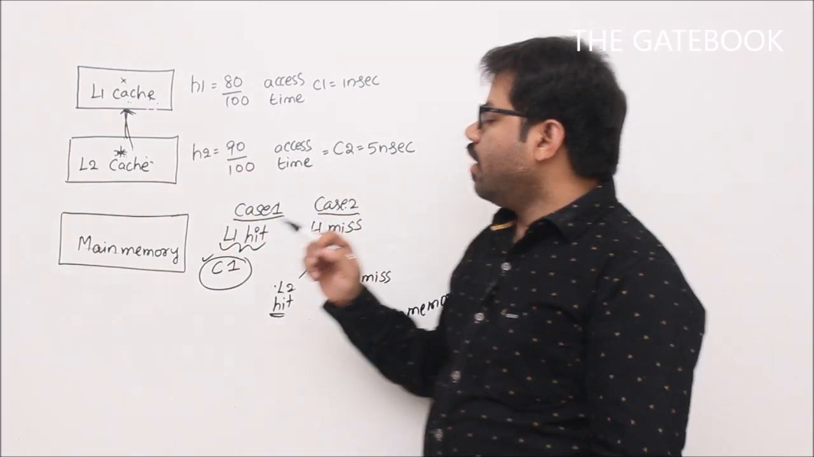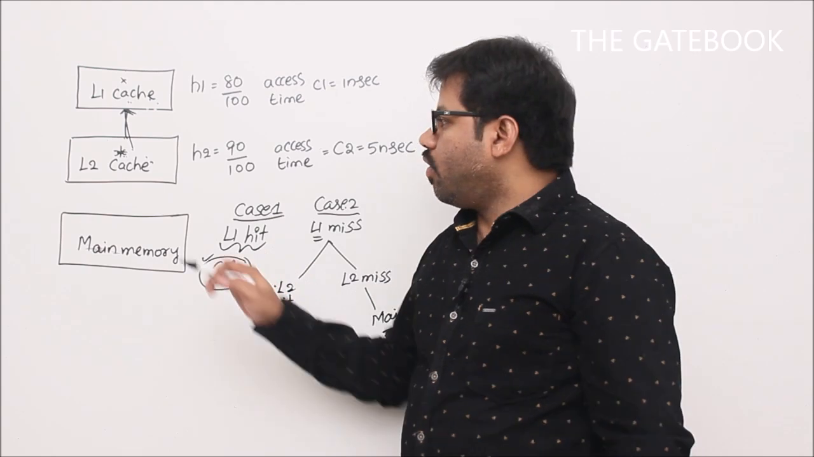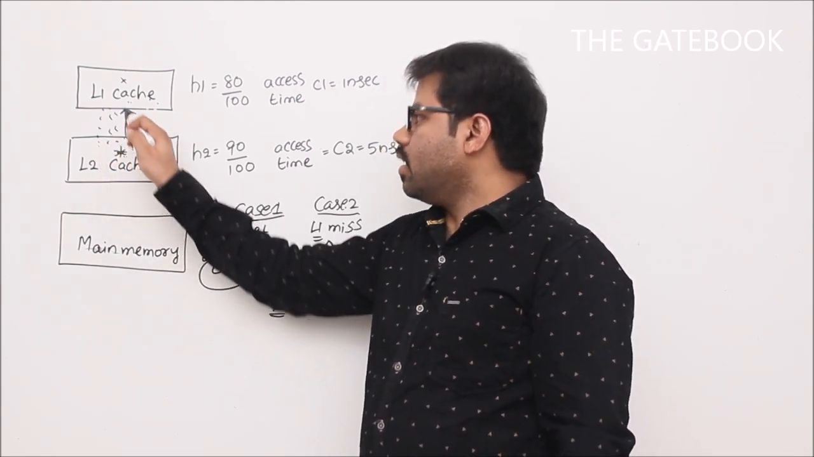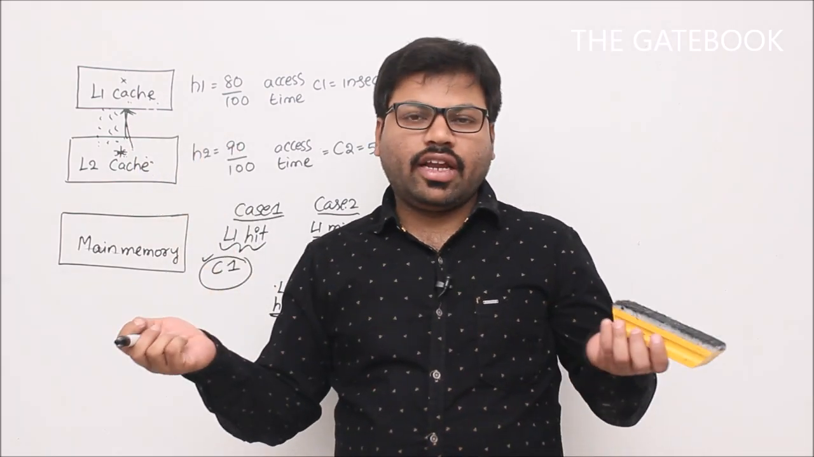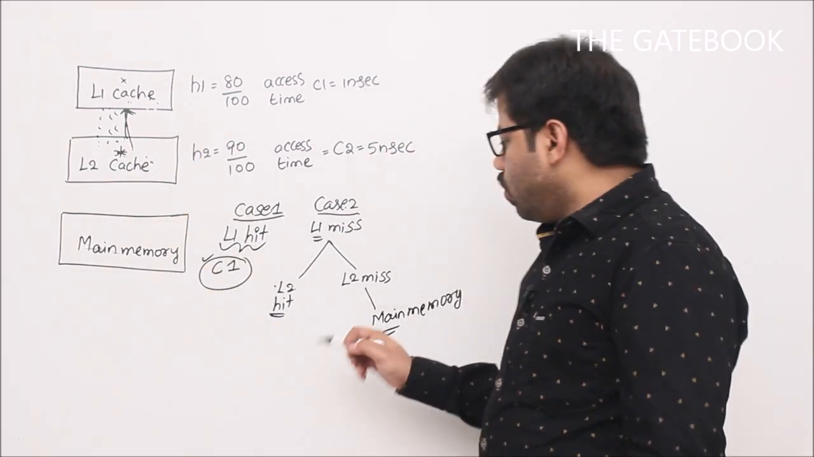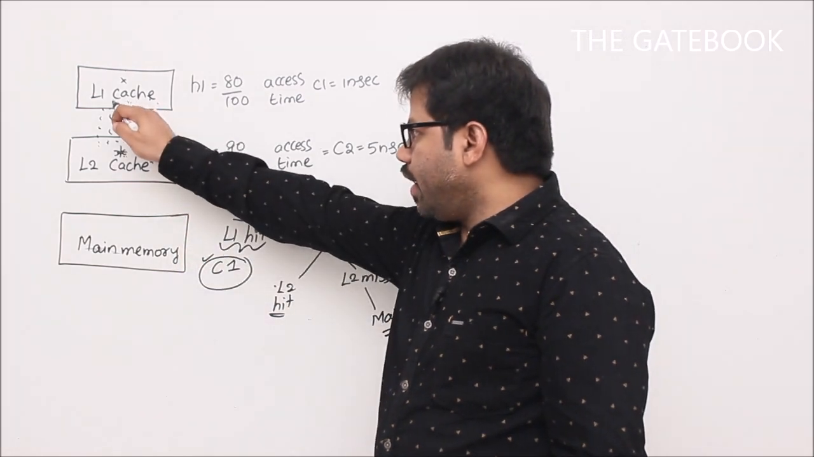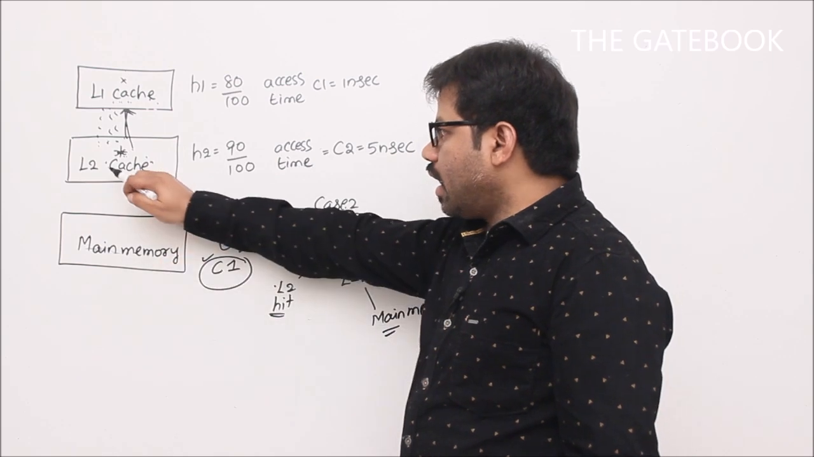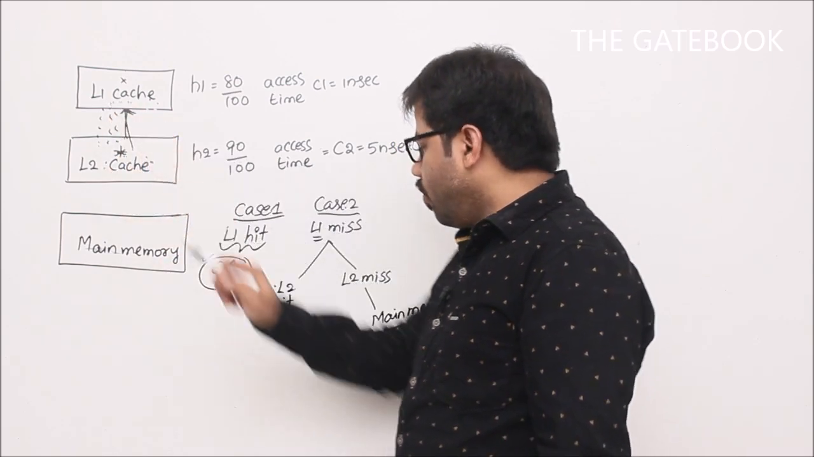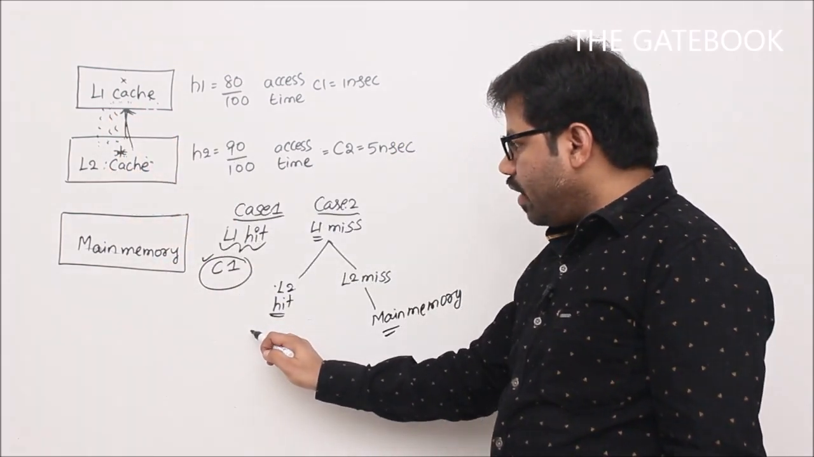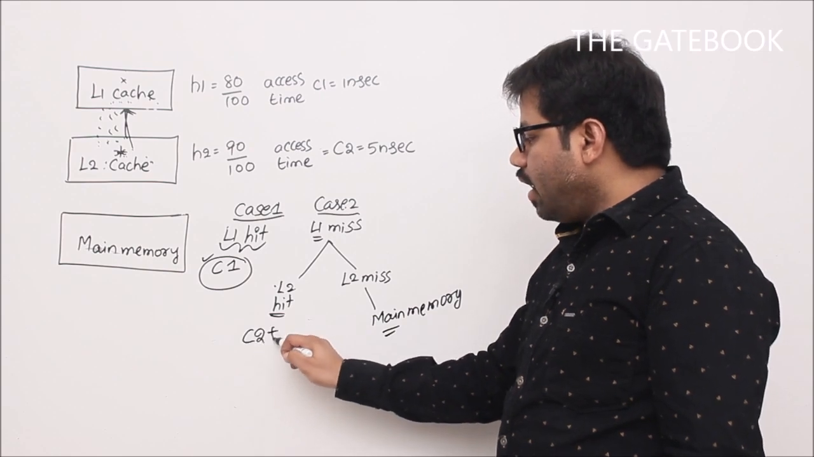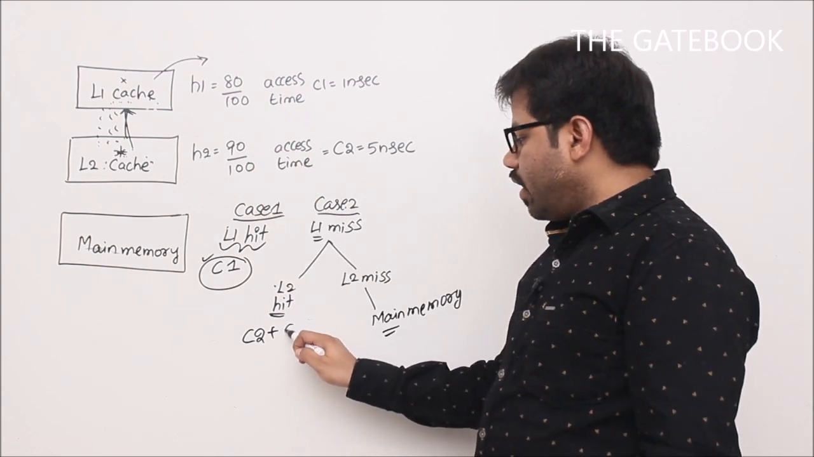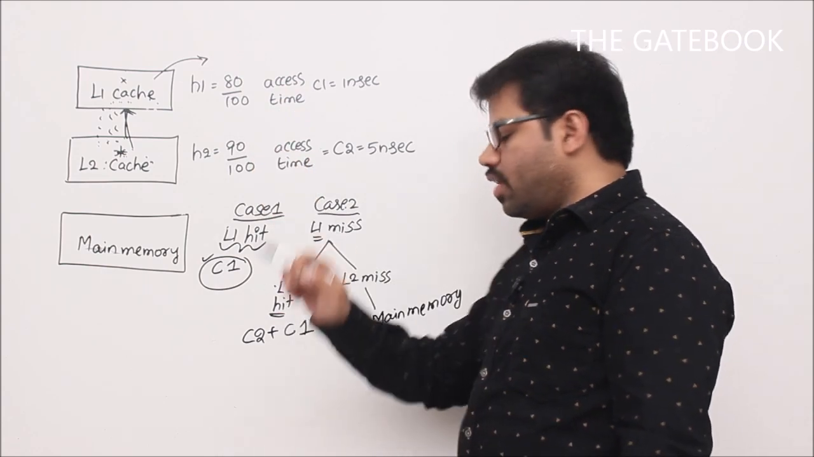Try to understand; that is the general assumption. Whenever you transfer data from the L2 cache to the L1 cache, that is typically called the L2 access time. So whenever you have data in L2 but not in L1, you transfer the data from L2 to L1. How much time will it take? It will take C2 time. Then later we have to take the data from L1, which obviously takes C1 time. Remember it: C2 plus C1.